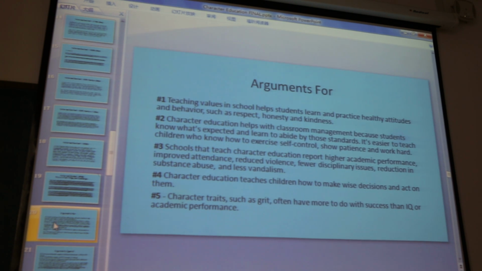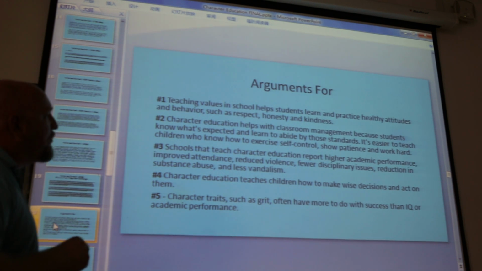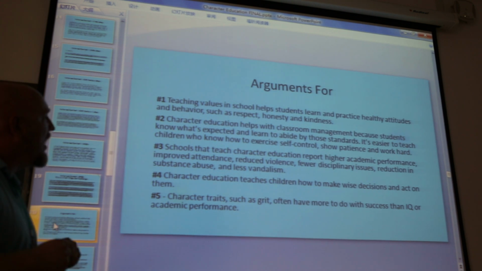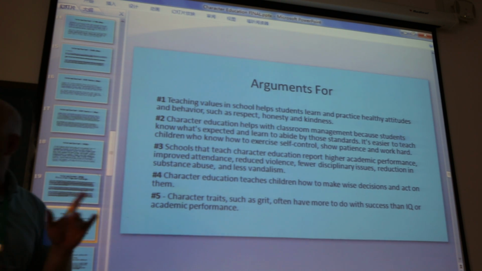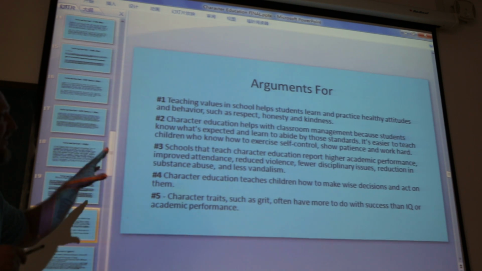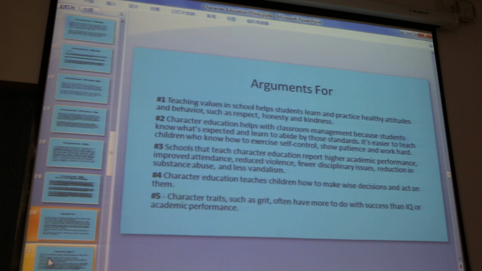Now, arguments for teaching character in schools. I've listed 5 that I came across. Teaching values in school helps students learn and practice healthy attitudes and behavior, such as respect, honesty, and kindness. You know what? I don't think I have time to read those, so if you need to, you can pause it, take a look, but I gotta get through all this. So those are the arguments for. Pause the video if you like, read through them.